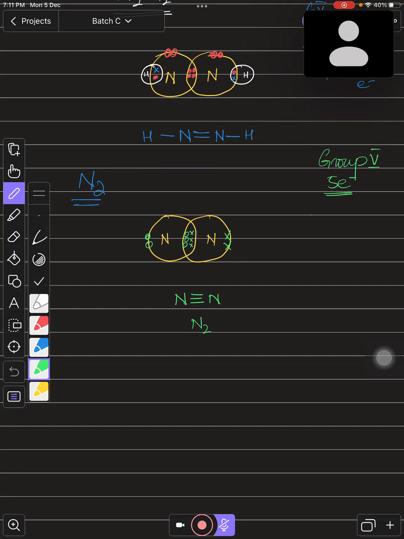Just like this, for hydrogen, we know that they are sharing 1 electron from each side. If you talk about oxygen, they are sharing 2 electrons from each side. Same as it is, even 3 electrons can be shared from each side. So this is the case that you need to keep in mind.